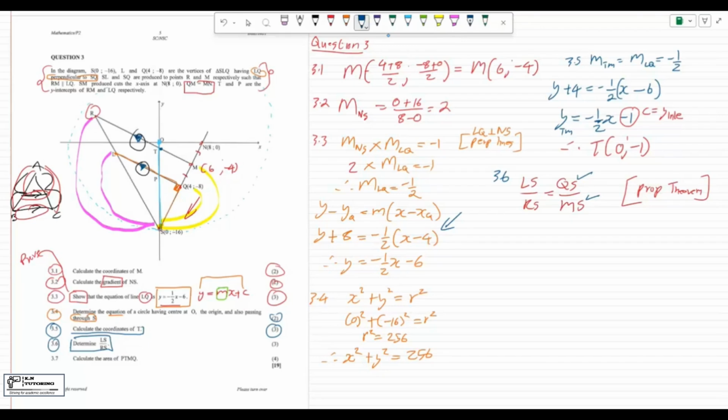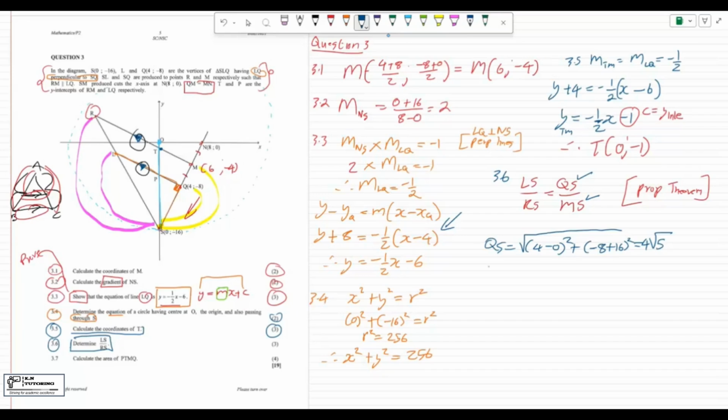I'm going to say, QS using distance formula is what? From Q to S, when I have 4 minus 0 squared plus negative 8 plus 16, that's equal to 16 squared, and this will give me the square root of 4, the square root of 5. All right.